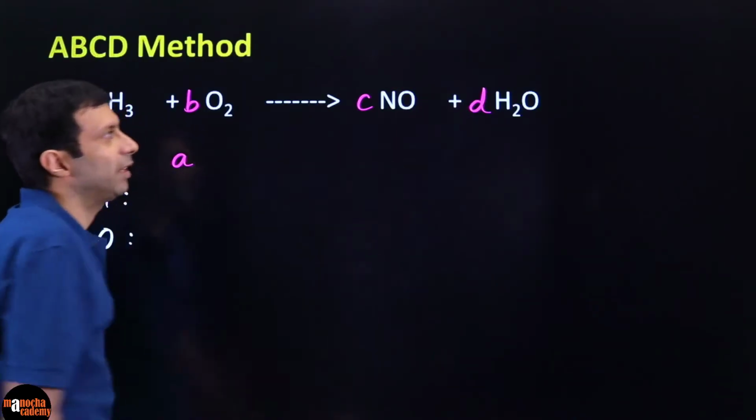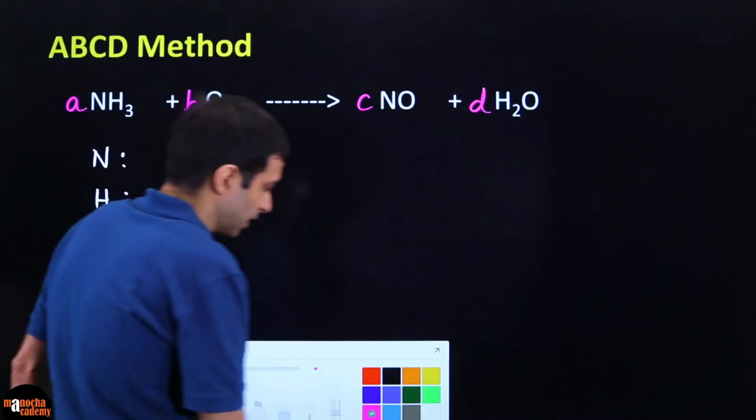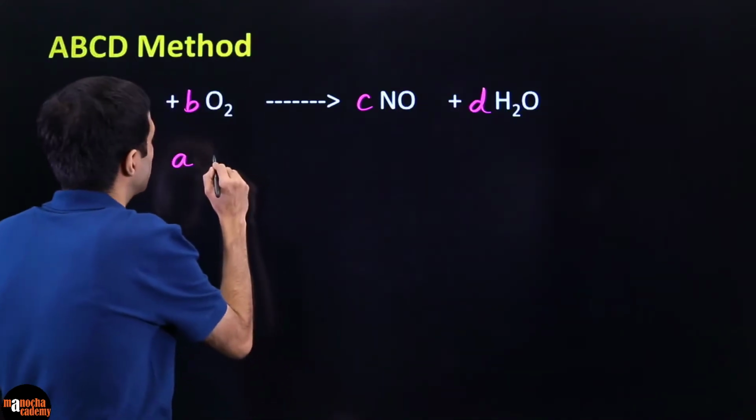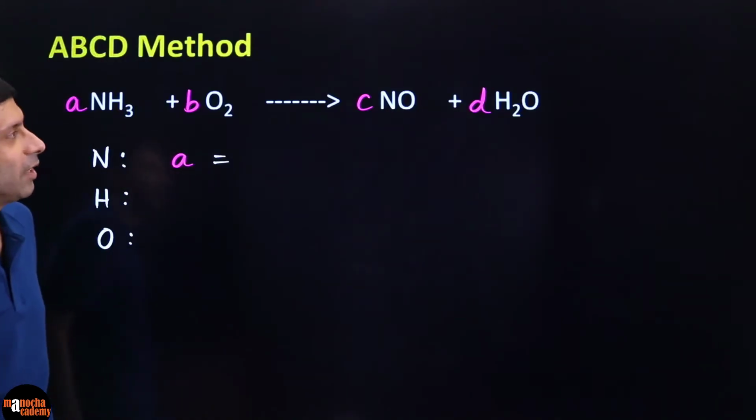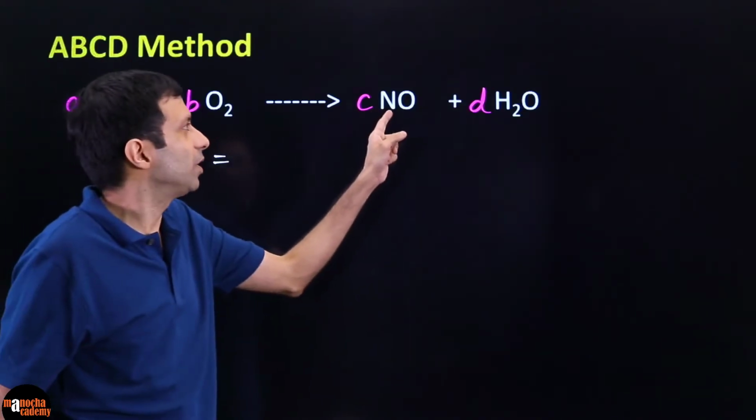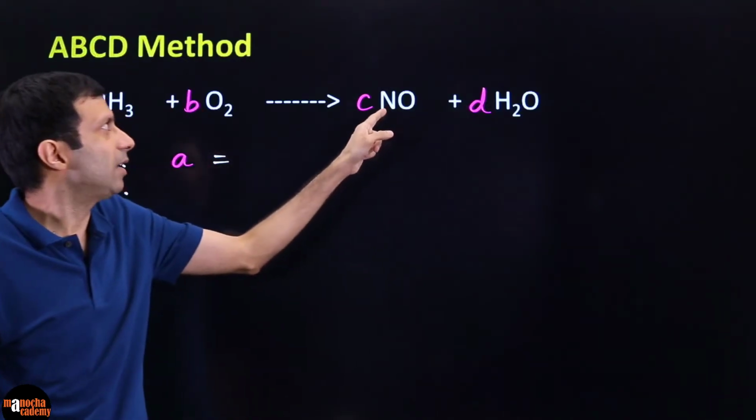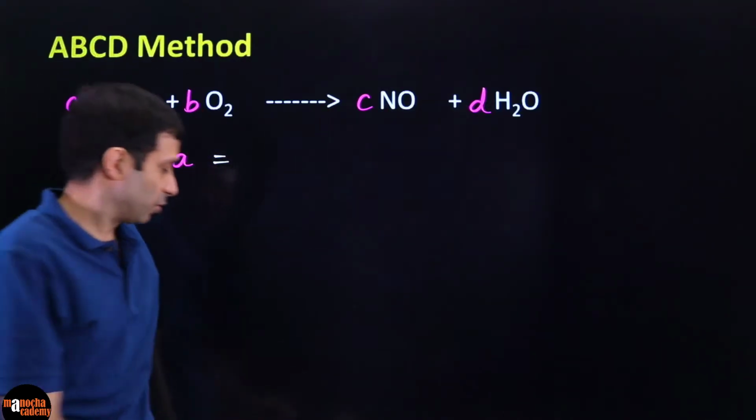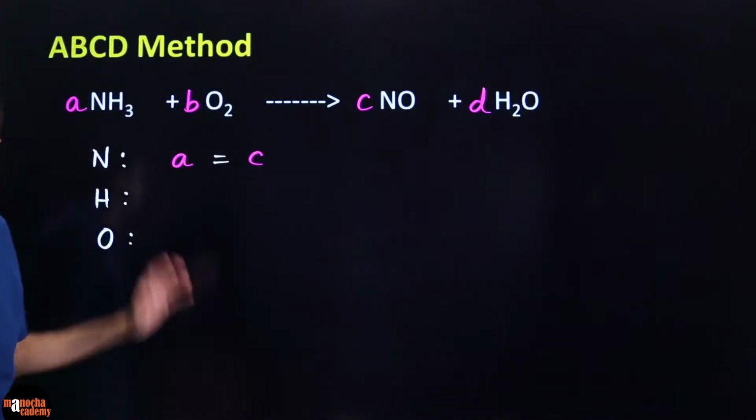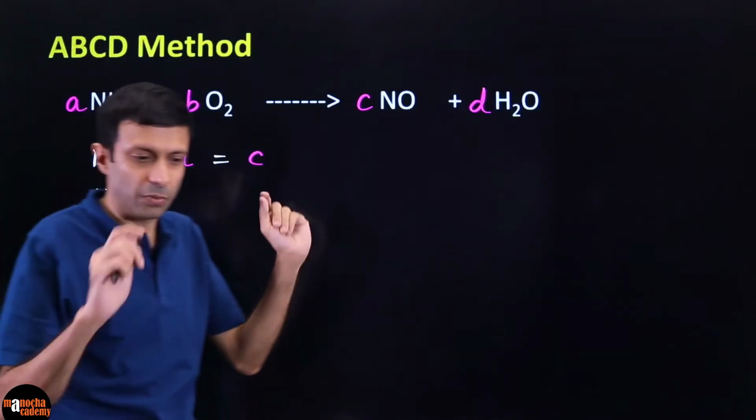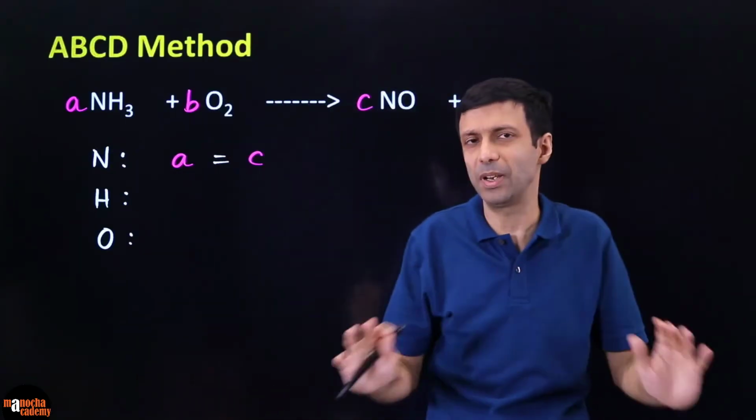On the right, how many nitrogen atoms do you have? So we can say the number of nitrogen atoms on the left will equal the number of nitrogen atoms on the right. How many are there on the right? There's one nitrogen here, there's nothing here. So 1 times C. So we are getting the equation A equal to C. Is this clear? So this we have done for the first element, as simple as that.